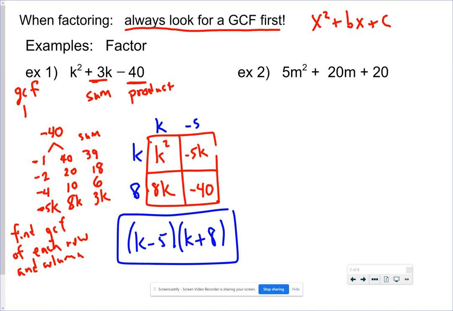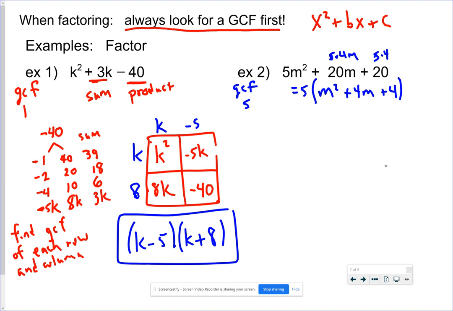Okay, example 2. We are going to notice that we have a GCF of 5. 5, 20, and 20, they're all divisible by 5. So we're going to take that GCF and pull it out as a factor. So dividing out a 5, we have an m squared. Dividing the 20m by 5, we get 4m, because this is 5 times 4 times m. So we're pulling out or dividing out the 5, that leaves a 4m. And since this 20 is 5 times 4, it's going to be a plus 4.